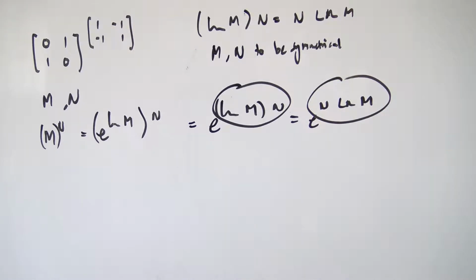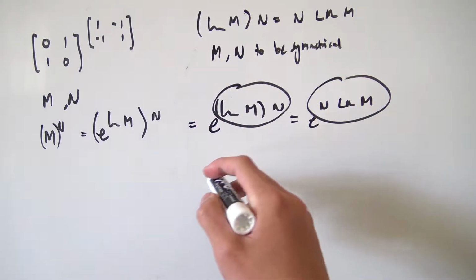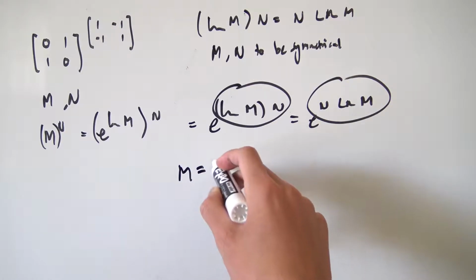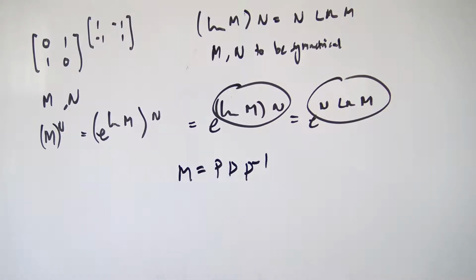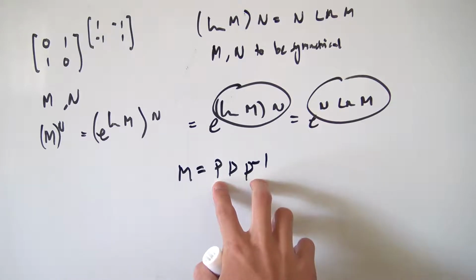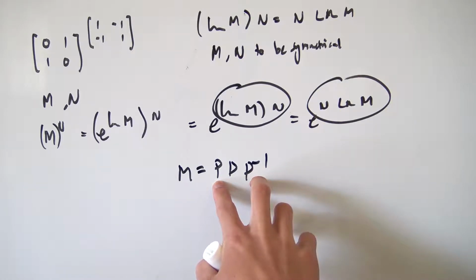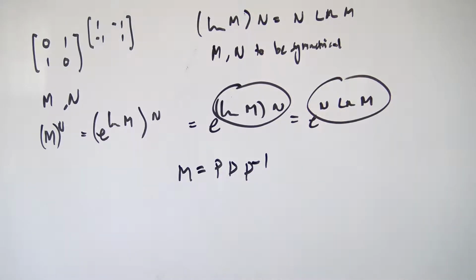And you may be asking, well, how about this natural log of m right here? Well, it really doesn't matter because the natural log of a symmetric matrix is still a symmetric matrix. And that has to do with how you define the natural log of m, because if you decompose m into p d p inverse, well, p and p inverse control whether or not the matrix is diagonal or not.